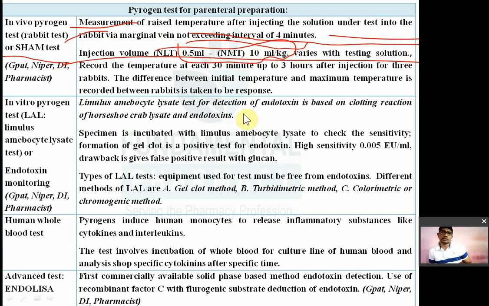After injecting your test sample into the rabbit's ear, again, depending upon your type of solution or type of injection, the amount to be injected varies. वो change होता है कितना देना है. Now you have to record the temperature of each rabbit at each 30 minutes.